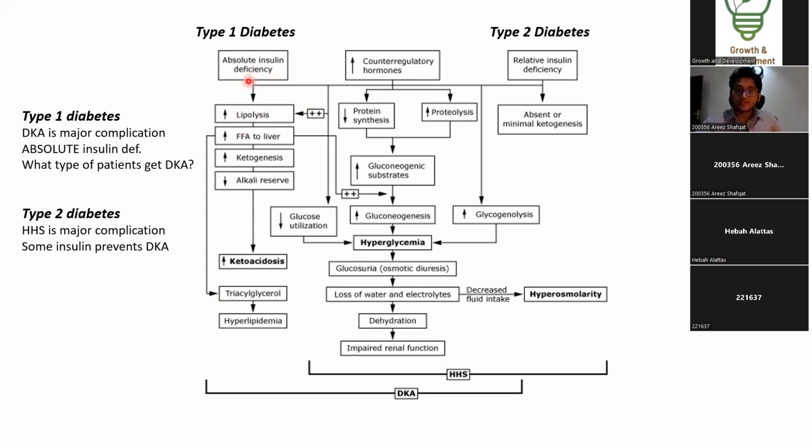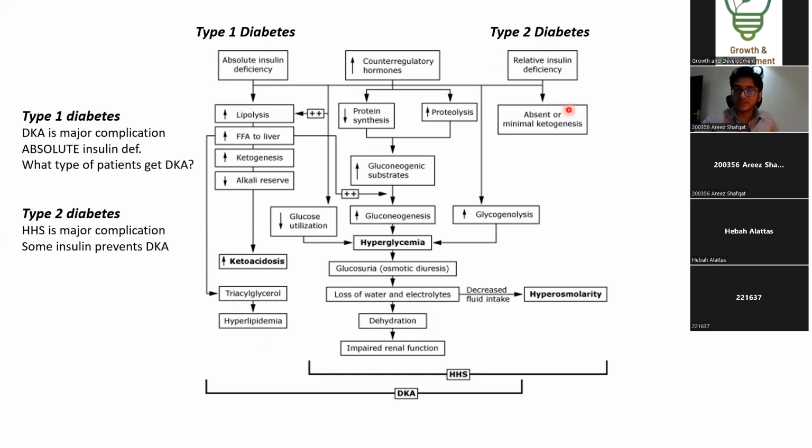Absolute insulin deficiency and increased counter-regulatory hormones decrease glucose utilization, increase glycogenolysis, and increase gluconeogenesis, all of which give you hyperglycemia. The hyperglycemia leads to glucose ending up in urine, giving you polyuria. Because of this, you have dehydration, giving you polydipsia. And that's the pathogenesis of type 1 DKA.